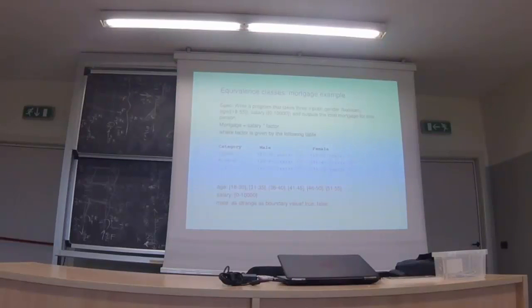For our example, the values we can divide in these kinds of sub-intervals: 18-30, 31-35, 36-40, 41-45, and so on. For the salary, just take one value, it's okay. And the male is strange as a boundary value because we know that booleans just have 2 values, so we check both of them. And here we have the same thing as before.